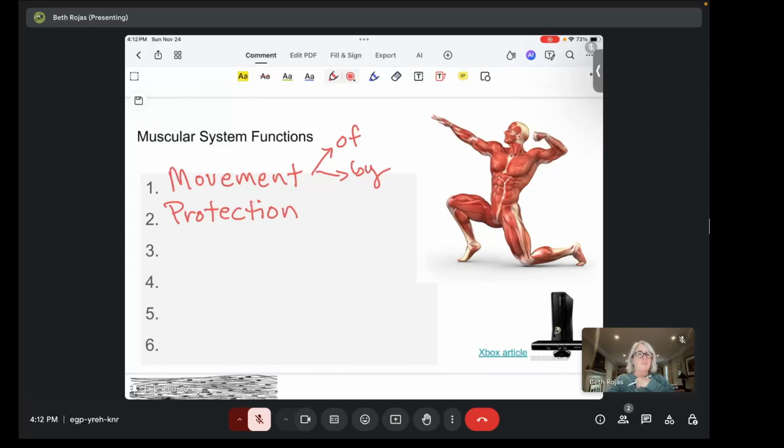Another would be support. If you didn't have muscles, you would be just a pile of bones, right? And so the strength of those muscles helps your body to have the right position.